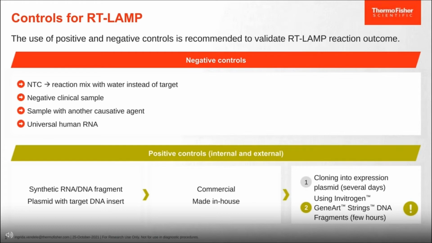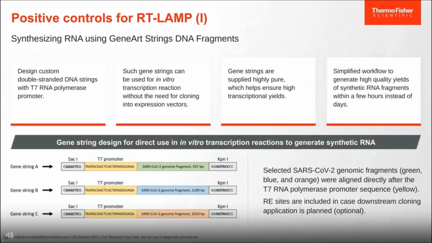And if choosing to make your RNA control in-house, there are two possible workflows, and the most frequently used is cloning into expression plasmid to target DNA, and then linearizing, purification, transcription steps can take several days. So today I'd like to present an alternative workflow which only takes a few hours and uses GeneArt Strings DNA fragments. So synthesizing RNA using GeneArt Strings DNA fragments can shorten your workflow significantly. And here we're looking at 3 gene strings that we used to produce our internal RNAs.